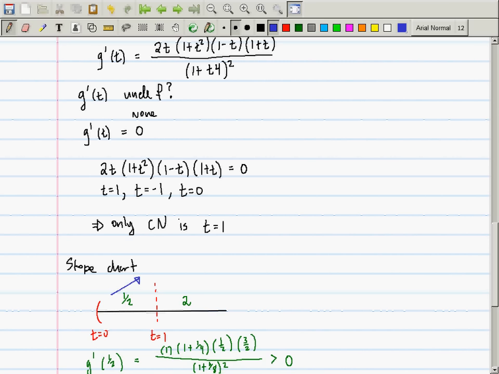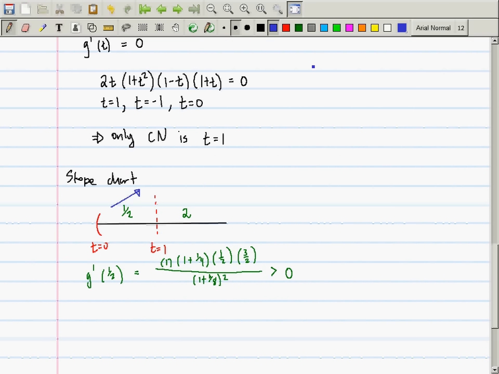Okay, so then let's test in the other position. The other position says that we can test at 2. So in this case, we will get 4 because that's 2 times 2, and then 1 plus t squared, so that will be 5. And then multiplied by 1 minus 2 is negative 1, and then 1 plus 2, that's 3.